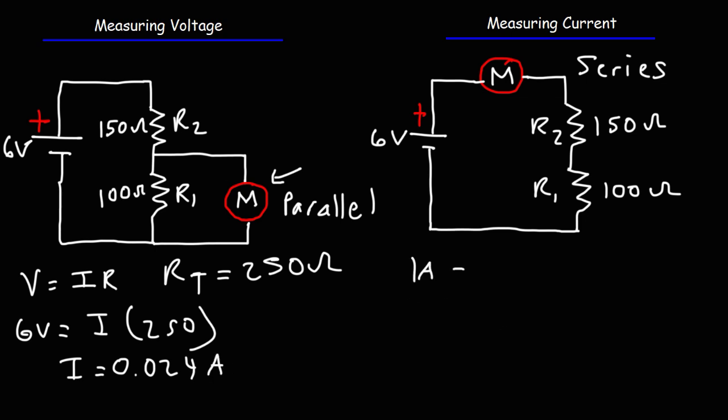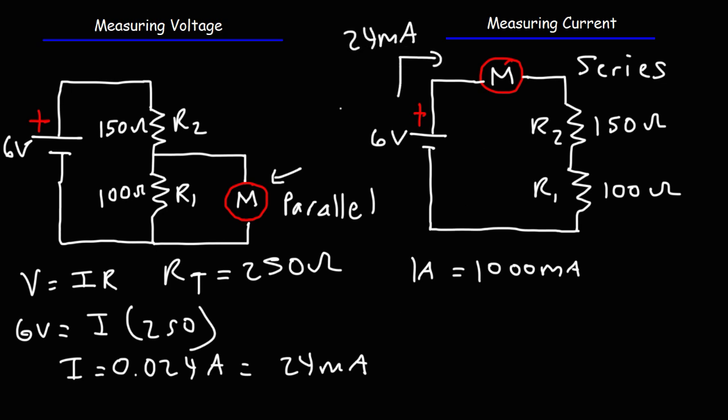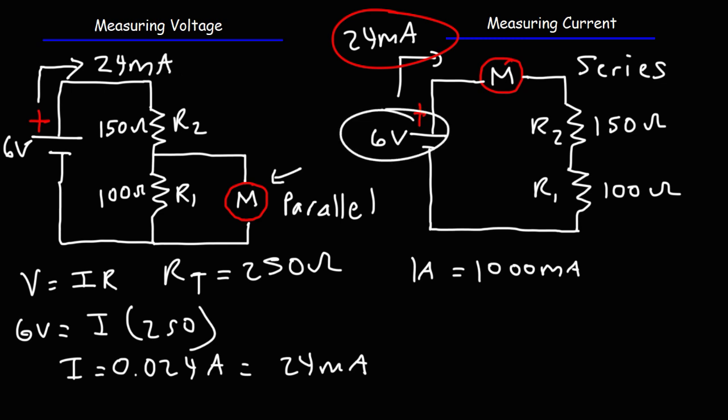1 amp is equal to 1,000 milliamps. So multiplying 0.024 times 1,000 gives us a current of 24 milliamps. Now for the circuit on the right, that's what the meter is going to be measuring. It's going to measure a current of 24 milliamps. Now going back to the circuit on the left, the current that's flowing in that circuit is also 24 milliamps because the voltage of the battery is the same and the value of the two resistors are the same.